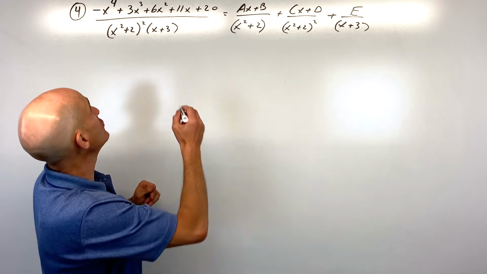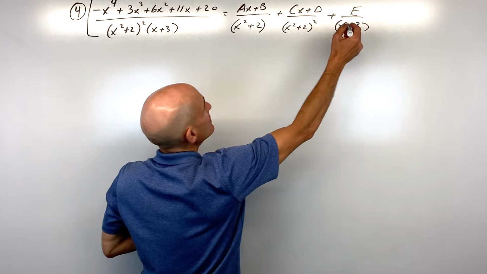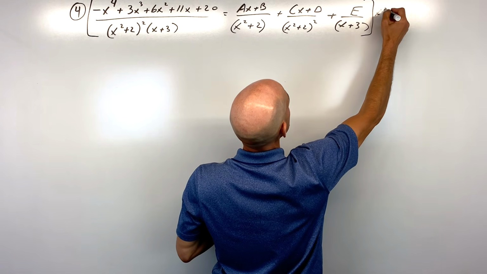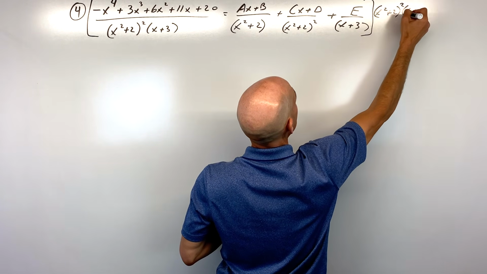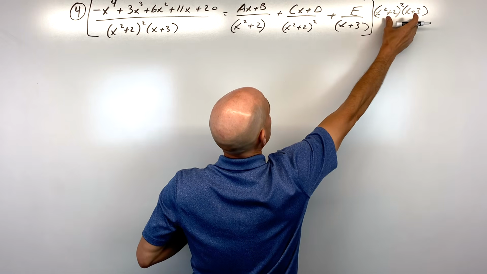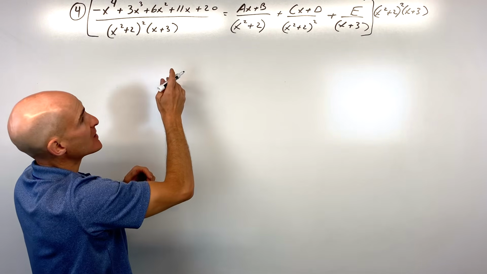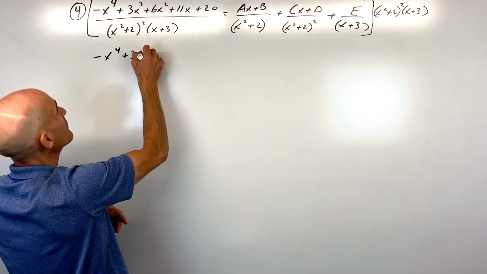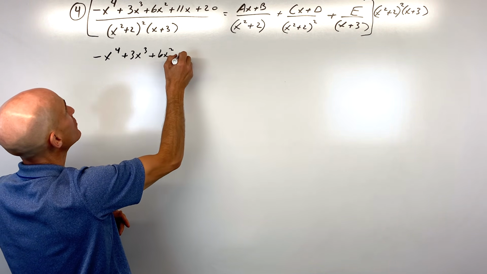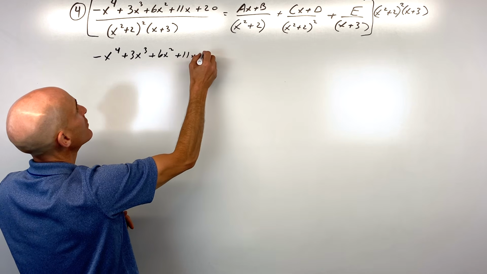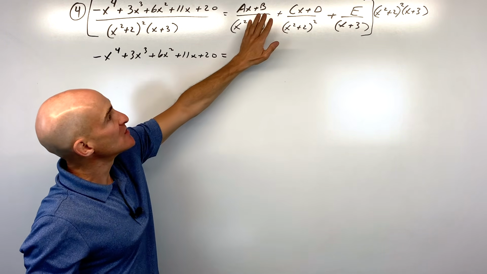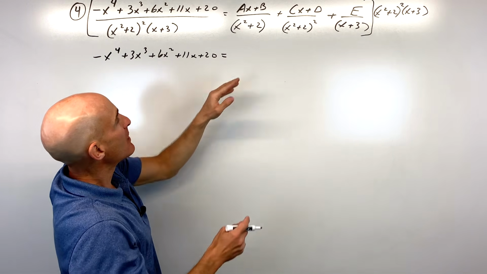And so now what we have to do is just go ahead and clear the denominators by multiplying through by this common denominator, which is the x squared plus 2 squared times x plus 3. So if we distribute this to the first fraction, that's going to clear the denominator, and we're just going to be left with negative x to the 4th plus 3x cubed plus 6x squared plus 11x plus 20. This is probably one of the toughest problems when you have the repeated quadratic, because you can see you've got a lot of variables here. But I'm going to show you how to work with this.